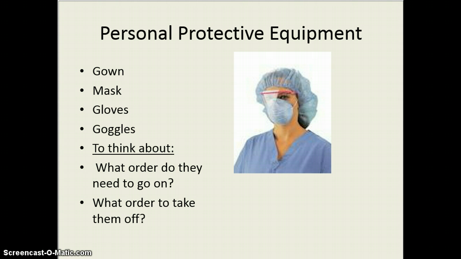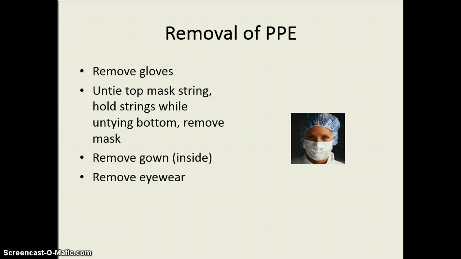The order we put it on is the gown, the mask, the goggles, and then the gloves, and then we pull the cuff over the gown cuff so that we are protected at the wrist area. The removal of the PPE then is the gloves, and then you would go up to untie the mask string and hold the strings while untying the bottom to remove the mask. Gown goes off inside out so that the part that was on the outside, that would be the most contaminated, is rolled to the inside. And then the eyewear, which is usually the least contaminated, goes off last.